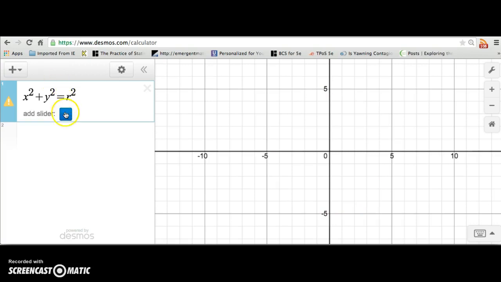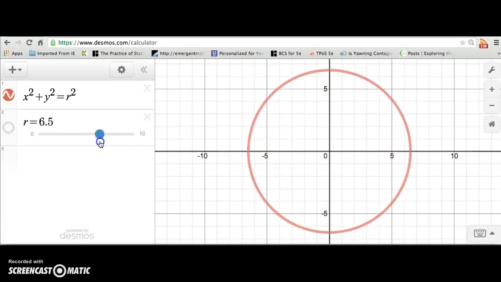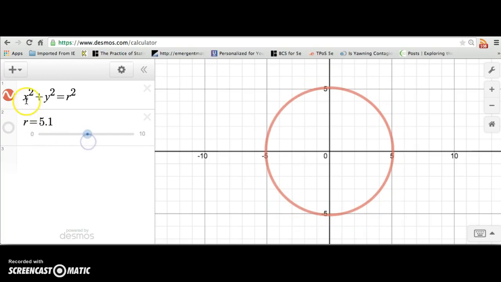Let's add a slider. And let's see if we can do radii from 0 to 10. So here's a radius of 1 and a radius of 2 and a radius of 3 and so on. So it looks like if we have our equations centered at the origin, that the equation of the circle is x squared plus y squared equals r squared.